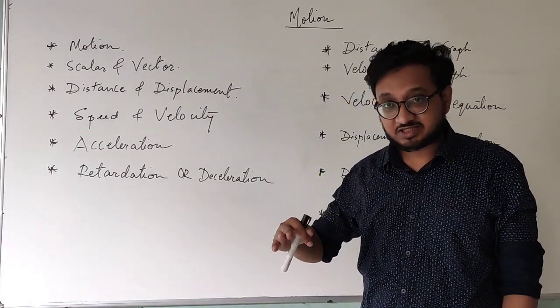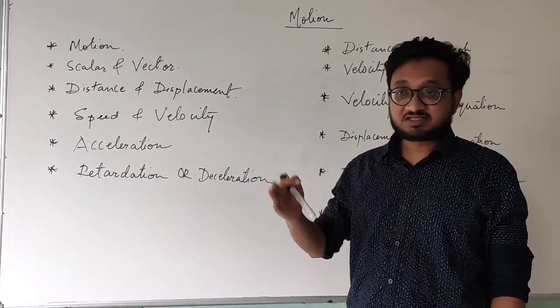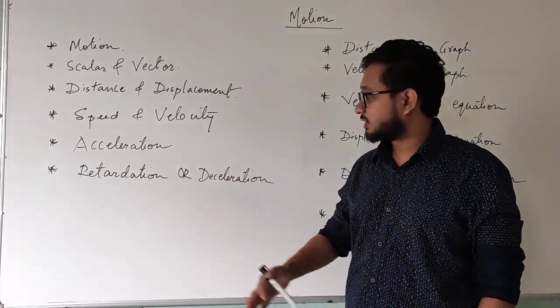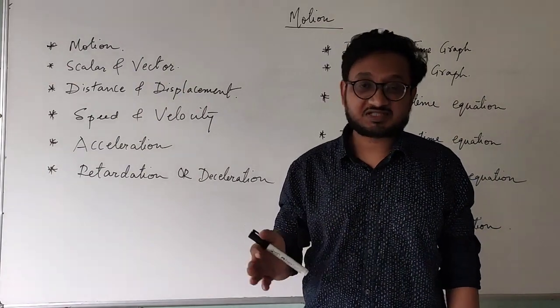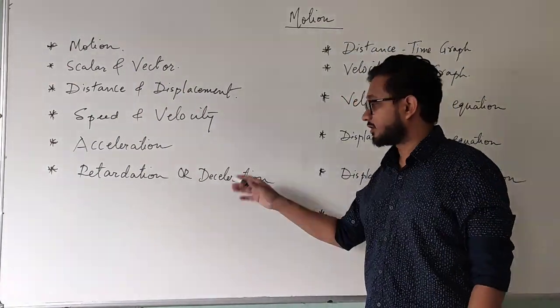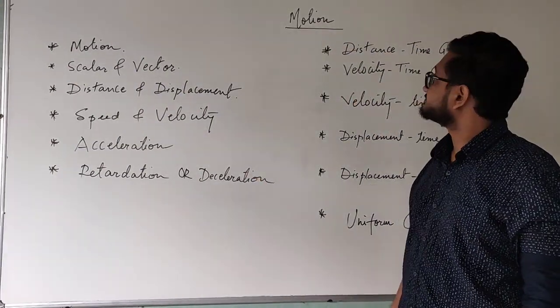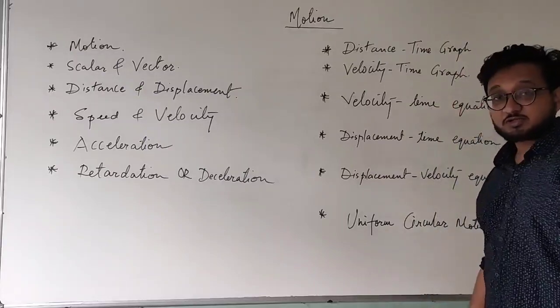Okay, so if the velocity is decreasing uniformly, that means in equal intervals, then it is called retardation, and if the velocity is decreasing non-uniformly, that means unequal intervals, then it is called deceleration. I hope it is clear to you, students.